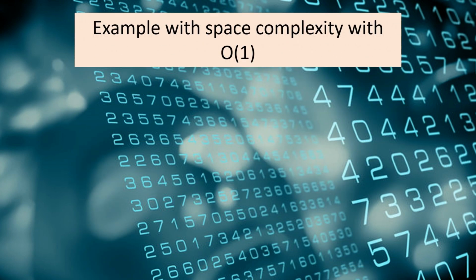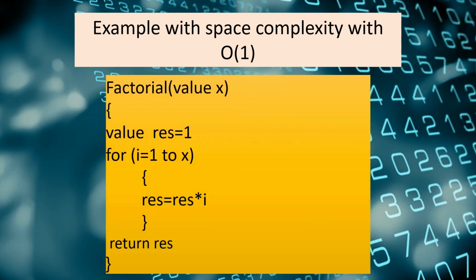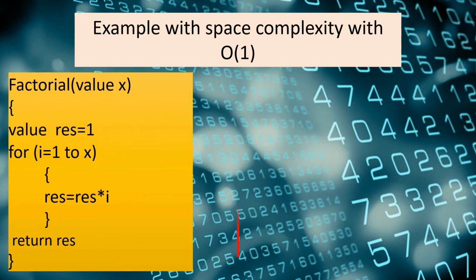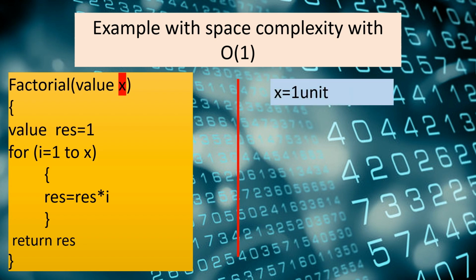Let's take an example with space complexity O(1). The example I am taking is a factorial program without recursion. First step, we have to allocate some space to variable x, and let us assume that space required for x equals 1 unit. Once we have allocated space for x, we need not allocate the space for x again and again, and we can use the same space.